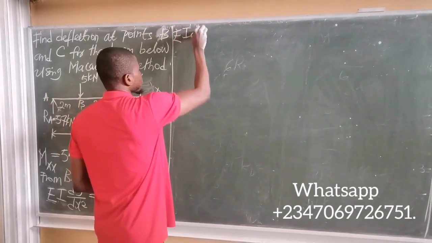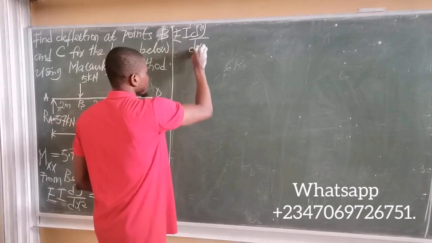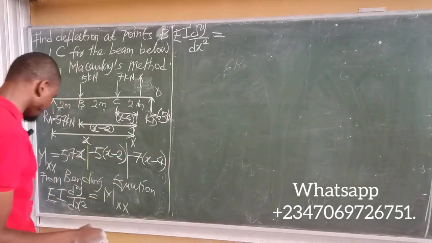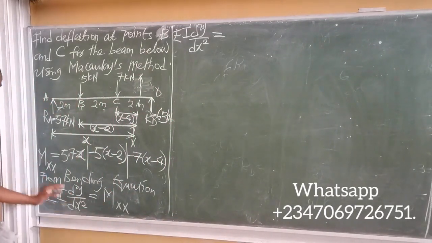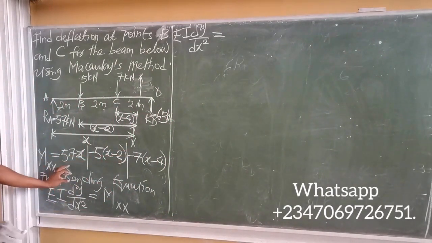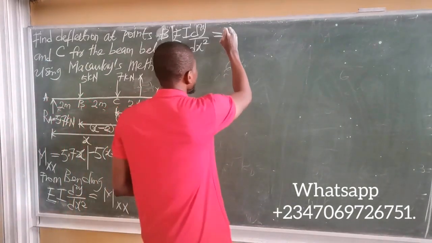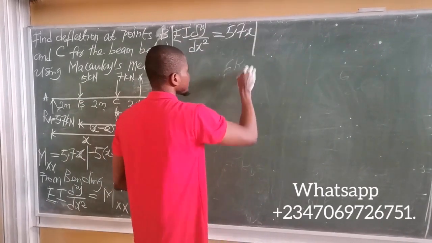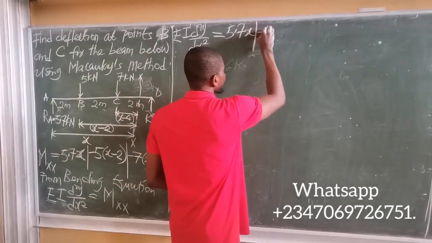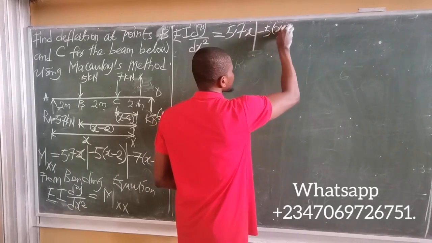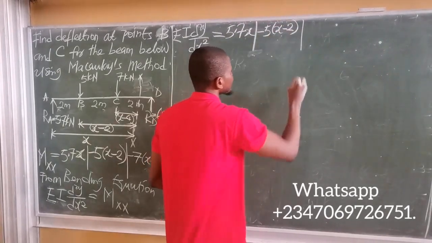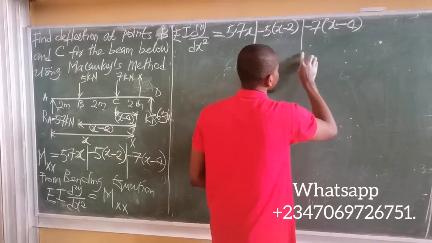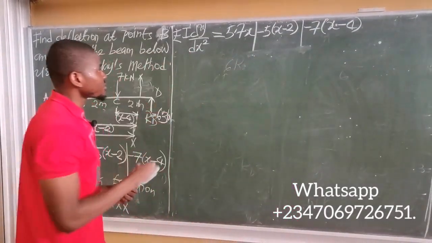So we're going to have EI d squared y over dx squared is now equal to, in place of Mxx, we'll simply put in the moment at the point of section, which is 5.7x. So we have 5.7x Macaulay's bracket minus 5 into x minus 2 Macaulay's bracket minus 7 into x minus 4. Okay, so we end it there. So that represents the moment.